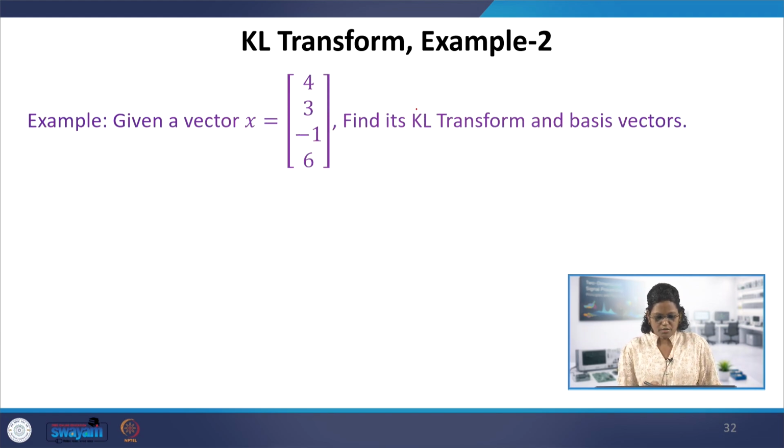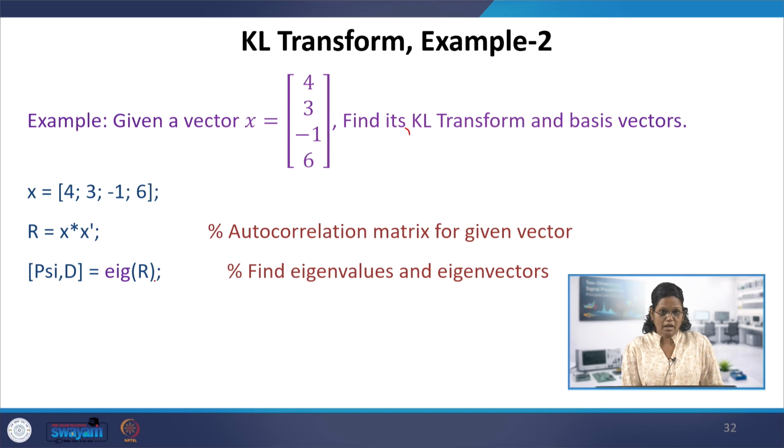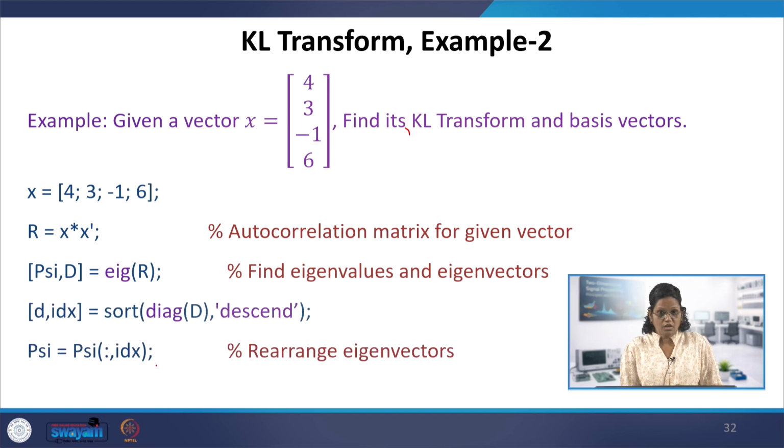So for the example, 2, in which 4, 3, minus 1 and 6. Take another example x, and find the autocorrelation matrix of x. In the previous example, x1 and x2 were found separately; here we make it a column and find it, so there is only one column of x. Suppose it is an image strip, one column. Then find its autocorrelation, then take the eigenvalues, sort them, find the eigenvectors, and rearrange them in the diagonal to get the transforms.